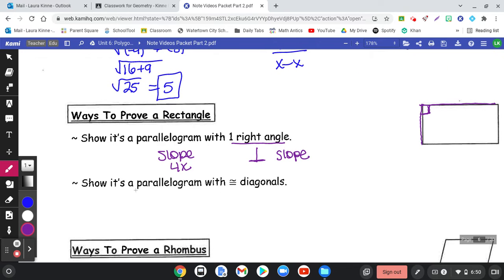Another way to prove it, you could show it's a parallelogram with congruent diagonals. So you could show that the length of the diagonals are the same, because remember, that's one way to prove. So you could show congruent diagonals. And then to show that it's a parallelogram, you could show that the diagonals have the same midpoint.